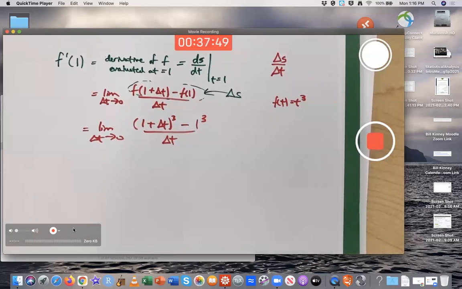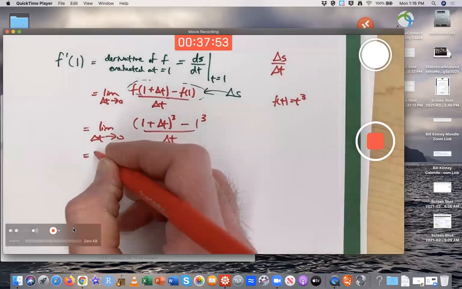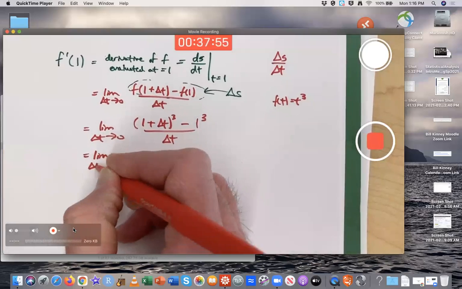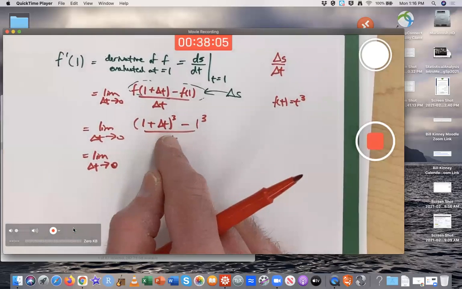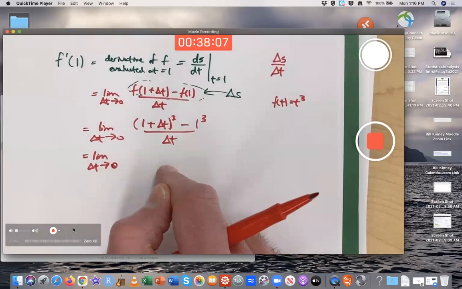You want to say? Go ahead. That is something we're ultimately going to do. So you're right on track. Ultimately we're going to factor a delta t out of the top and cancel it with the one on the bottom. But we can't quite get there yet without doing some other stuff first.